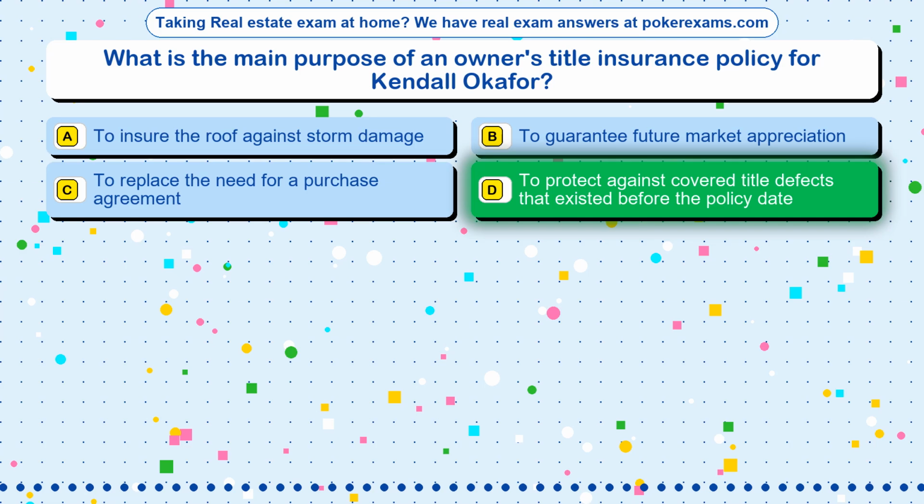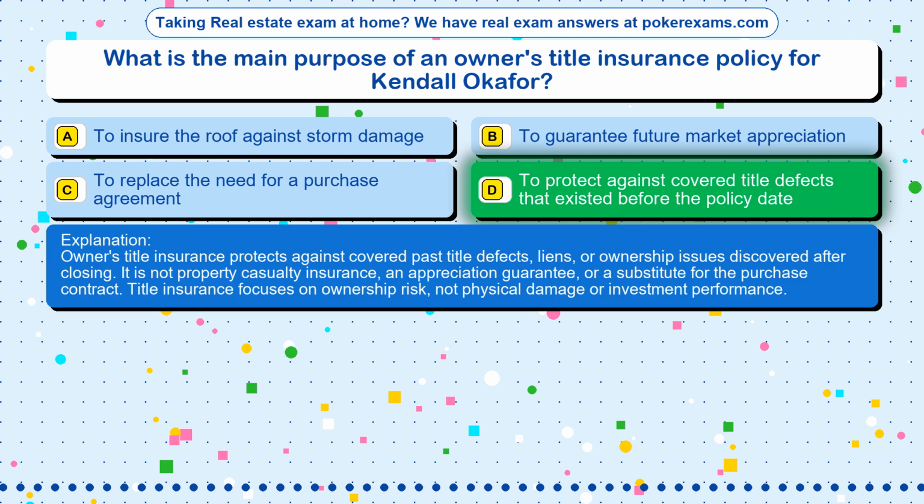The correct answer is option D. To protect against covered title defects that existed before the policy date. Owner's title insurance protects against covered past title defects, liens, or ownership issues discovered after closing. It is not property casualty insurance, an appreciation guarantee, or a substitute for the purchase contract. Title insurance focuses on ownership risk, not physical damage or investment performance.